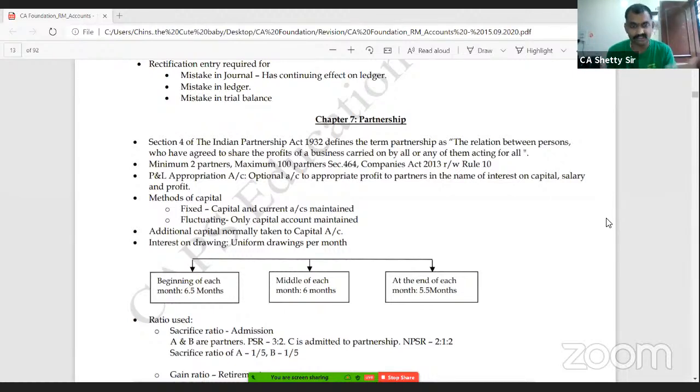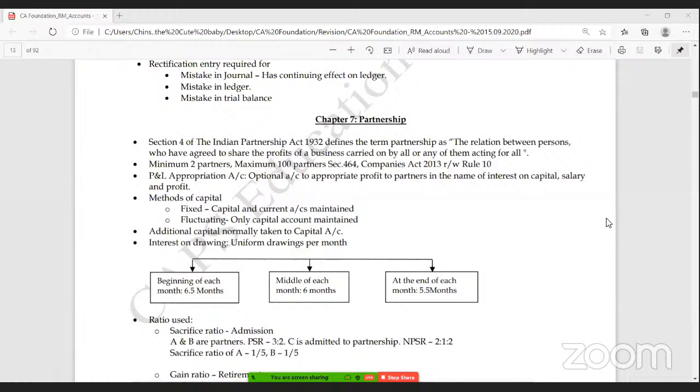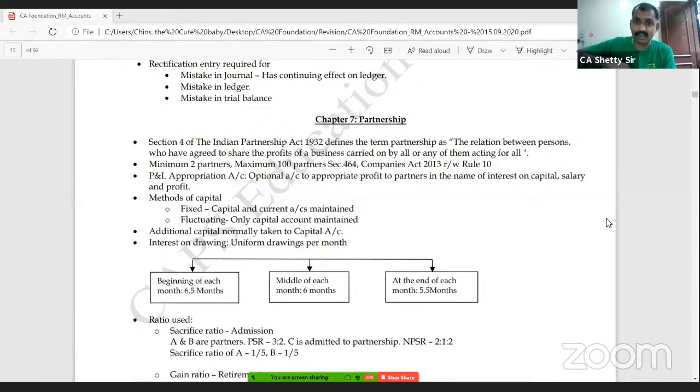Same way here also. Under the fixed capital system, we maintain 2 capital accounts. The first one is called capital account. The second one is called current account. My dear friends, I use the right word: both are capital accounts. You give whatever name, but accounting-wise, fixed capital is called capital account. What keeps on changing is called current account. Both are capital accounts. Under fluctuating capital, I don't want one more pocket here. Everything is here only, so only one capital account. All transactions related to partners will be routed here.